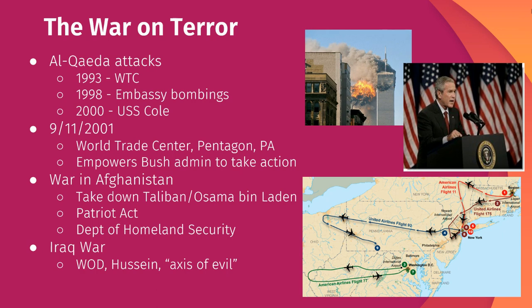The George W. Bush administration in 2002 defines these three countries in the world: Iraq, Iran, and North Korea as the axis of evil. George W. Bush makes this speech in 2002 where he defines these three countries as the axis of evil. And the Bush administration is going to set its sights on Iraq specifically.